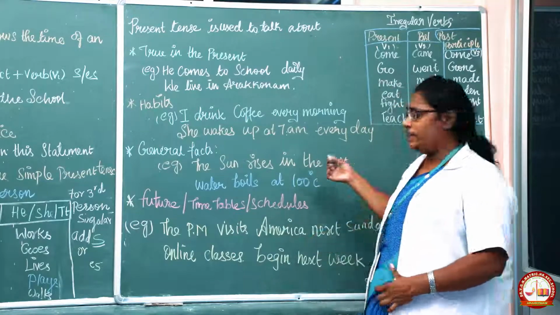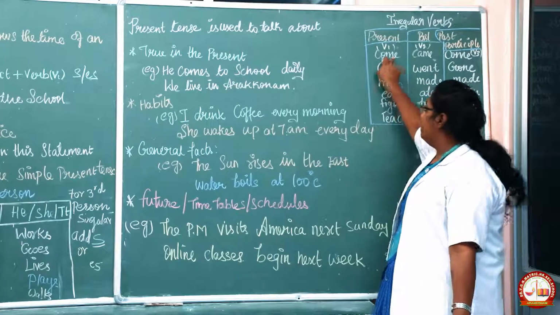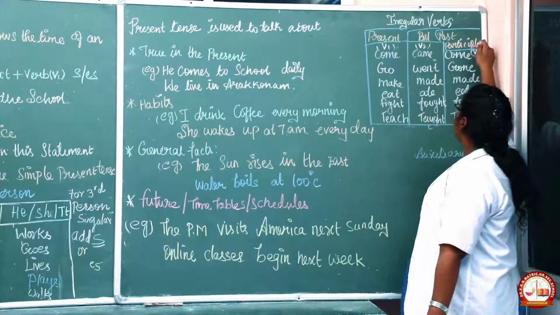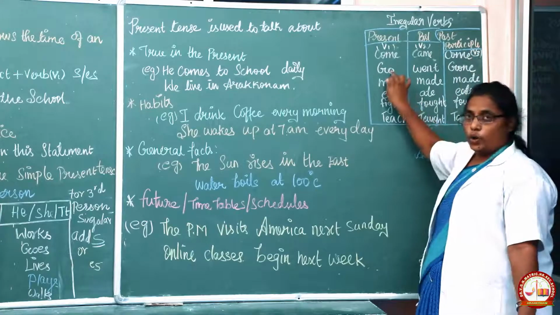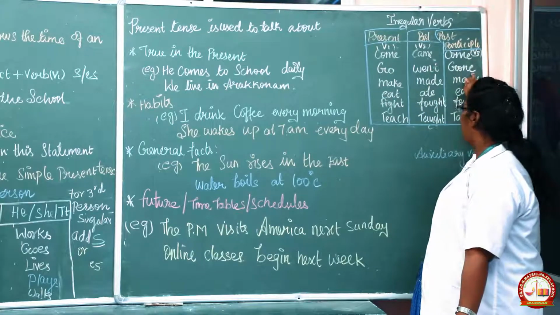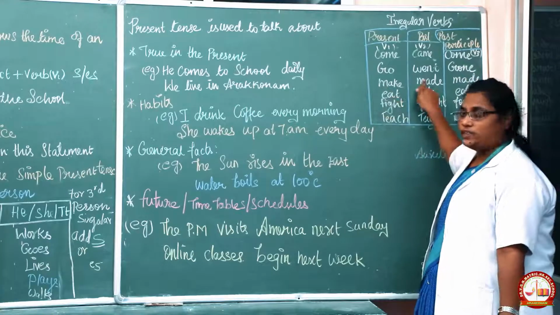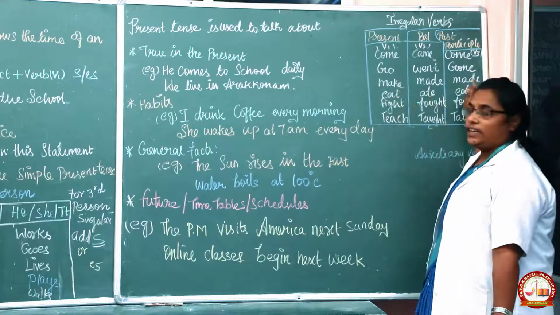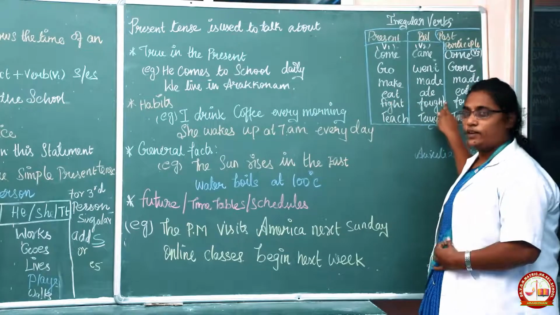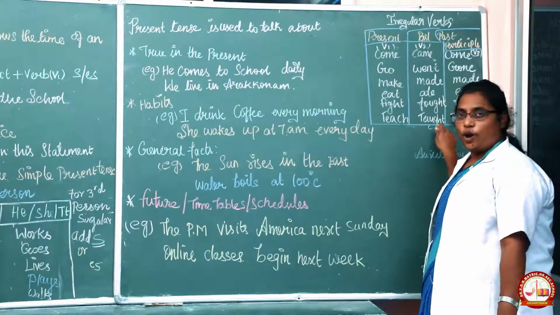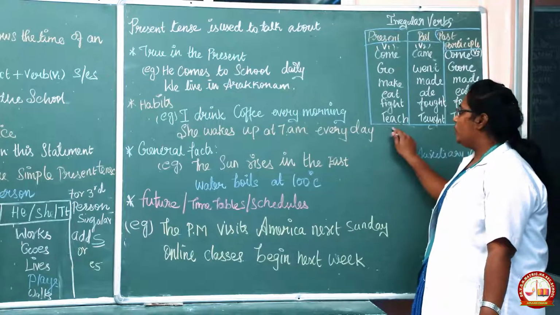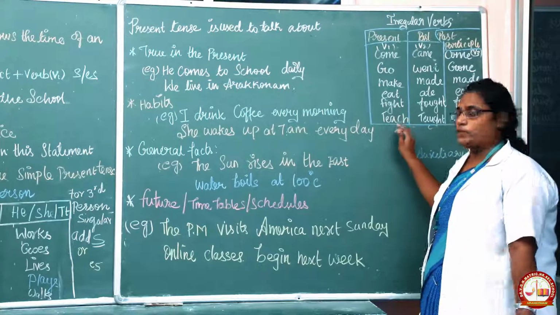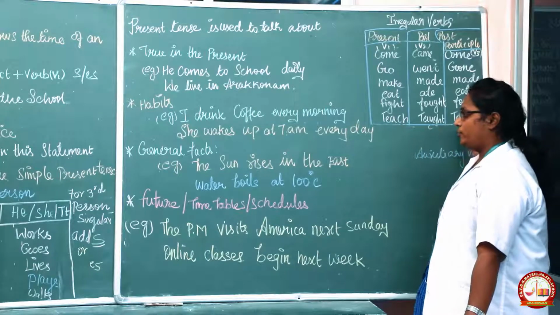Instead of that, if you see here, I have written come. Come is the present form, came is the past form and the past participle is come. Then go, went, gone. Make, made, made. So it is an irregular form. Eat, ate, eaten. Fight, fought, fought. Teach, taught, taught. Here we should not write teach, teach there. It is an irregular form, so I have written here teach, taught, taught.